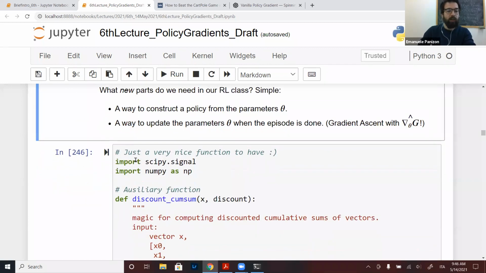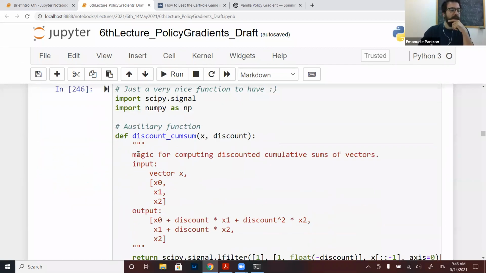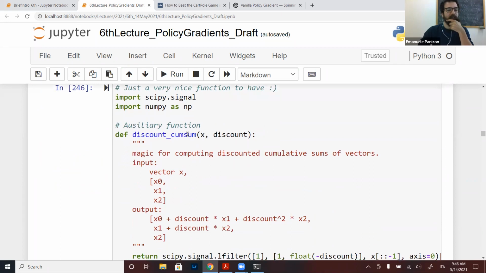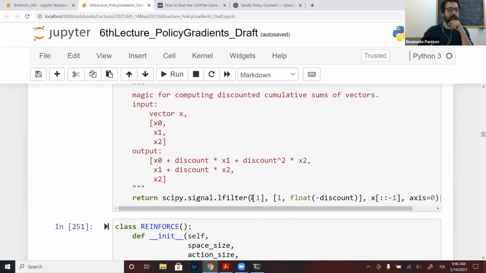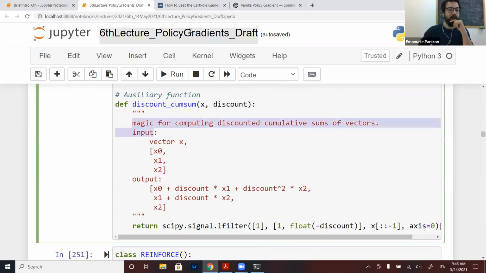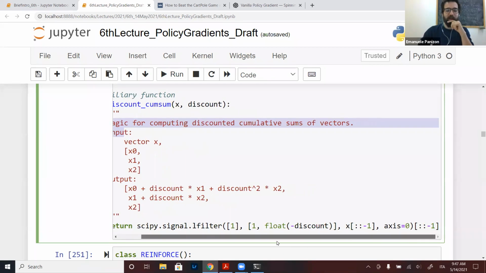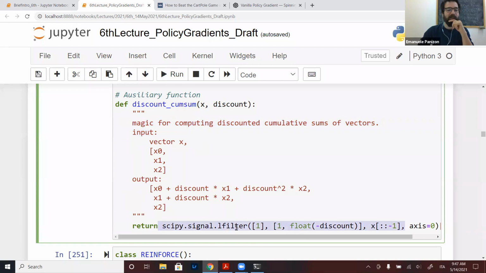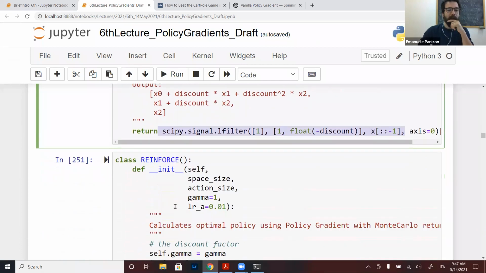As always, I'm using this auxiliary function which just does this discounted summation, discounted returns, which is fun because I think I took it from the Spinning Up OpenAI blog, and it was already written. It was written magically. I mean, this is a very Python thing. It's in one line. You have no idea what happens, but in the end, you know that it works.